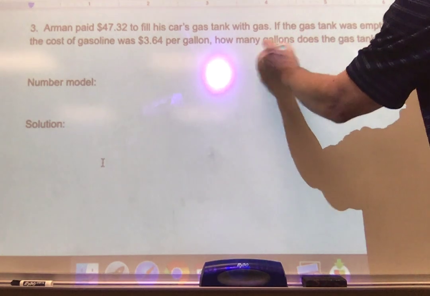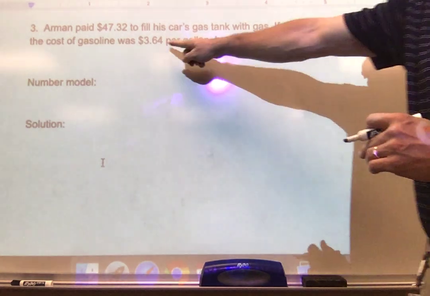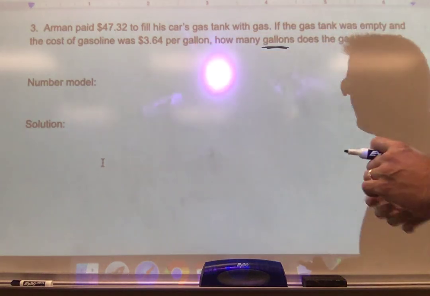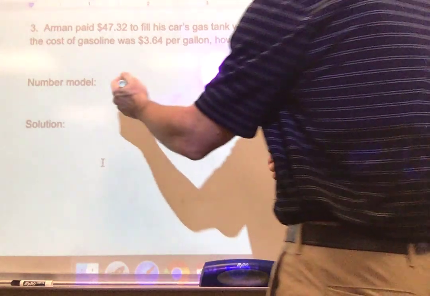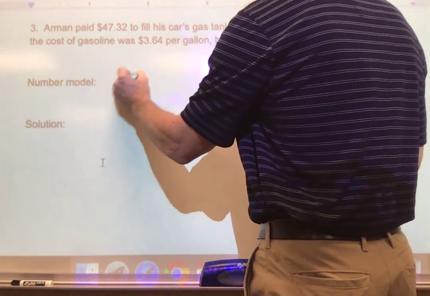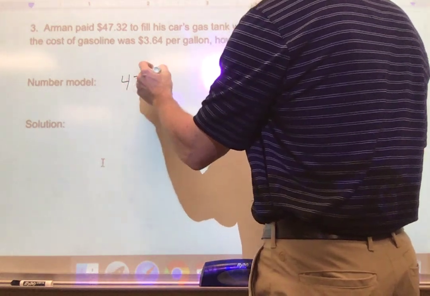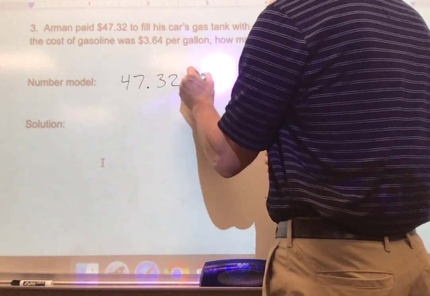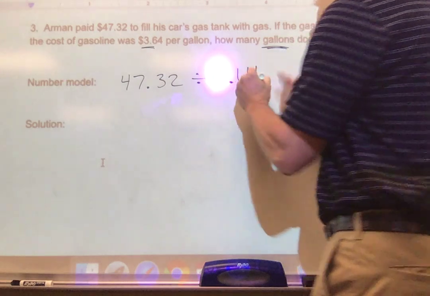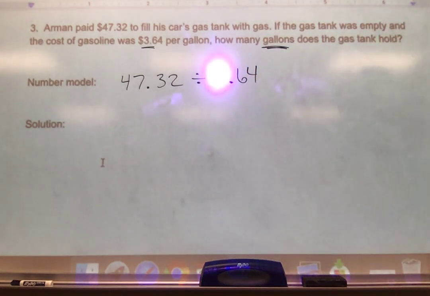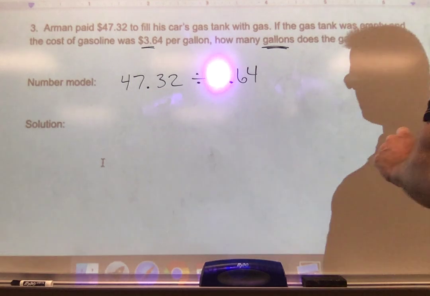So I'm looking for how many gallons of gas. And I know that it costs $3.64 per gallon. So every group of $3.64 is 1 gallon. So that's my divisor. So my number model should be, I'm starting with $47.32, and I'm dividing into groups of $3.64, because that'll tell me every gallon. And that's what I'm trying to find. So this is $47.32 divided by $3.64. It'll tell me how many gallons of gas he put in there.